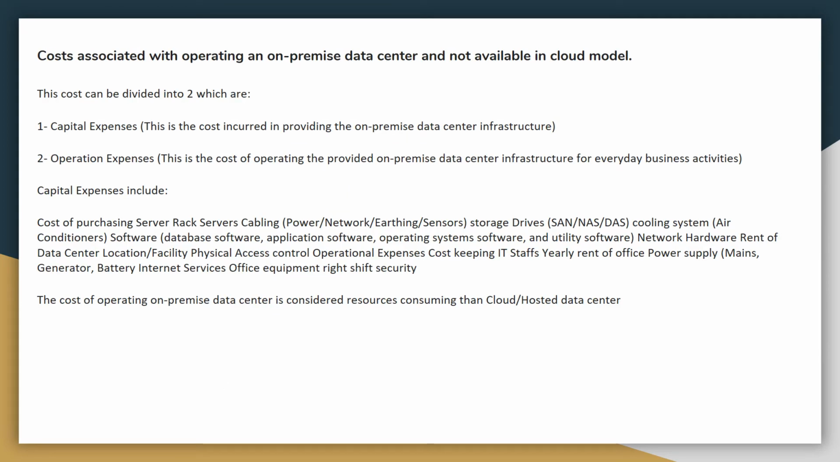Costs associated with on-premises are as listed below. We have it in two ways: the capital expenses, which is the cost incurred in providing the on-premises data centers, such as power, rack, servers, and so on, and operation expenses, this is the cost of operating the provided on-premises data center for everyday business activities.